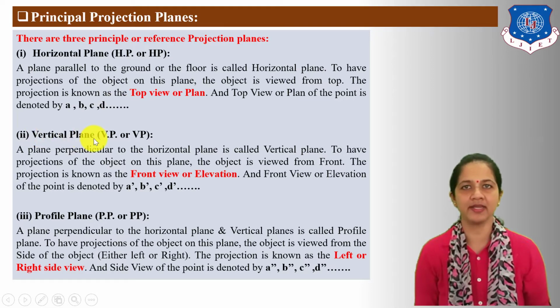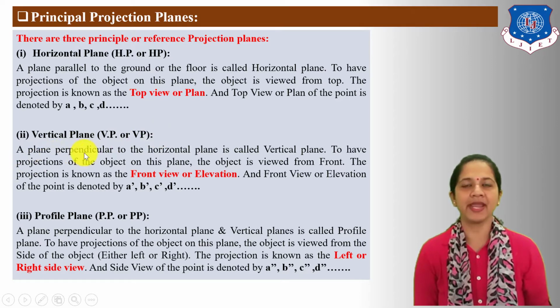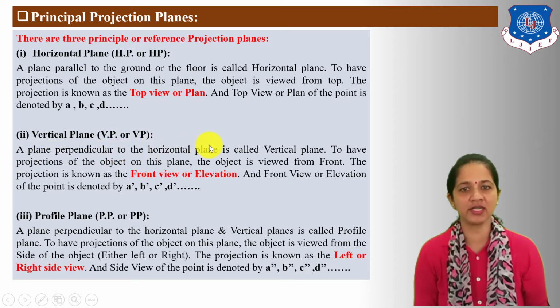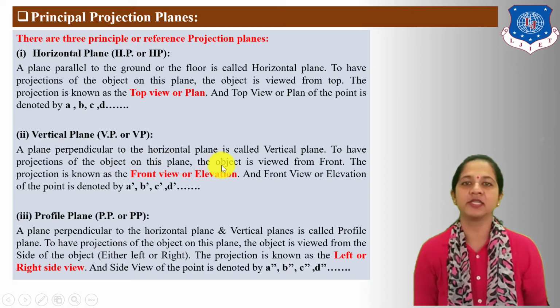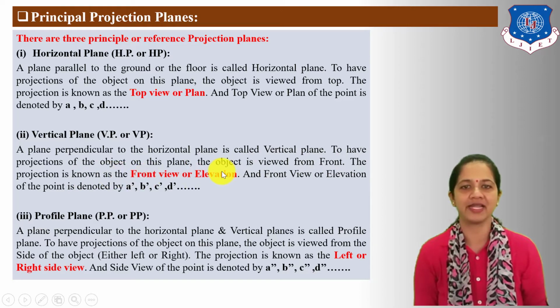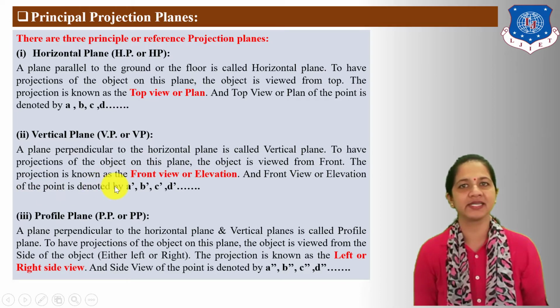Next, vertical plane, it is denoted by V.P or VP. A plane perpendicular to the horizontal plane is called vertical plane. To have projection of the object on this plane, the object is viewed from front. The projection is known as the front view or elevation, and front view or elevation of the object is denoted by small letters a dash, b dash, c dash, d dash, etc.